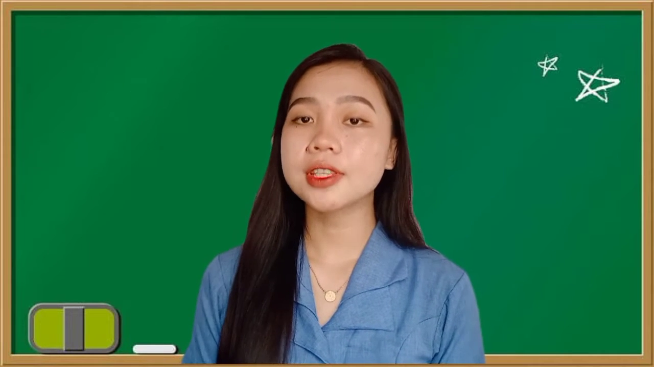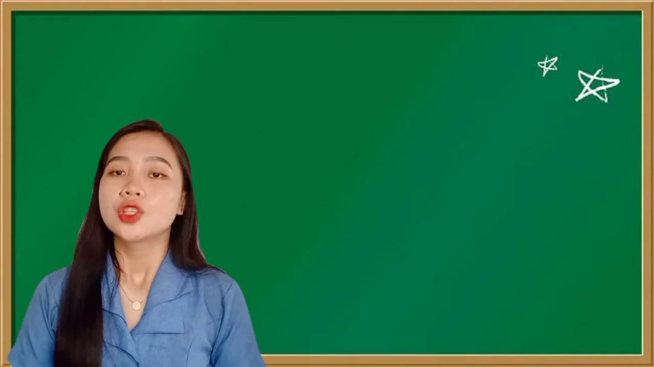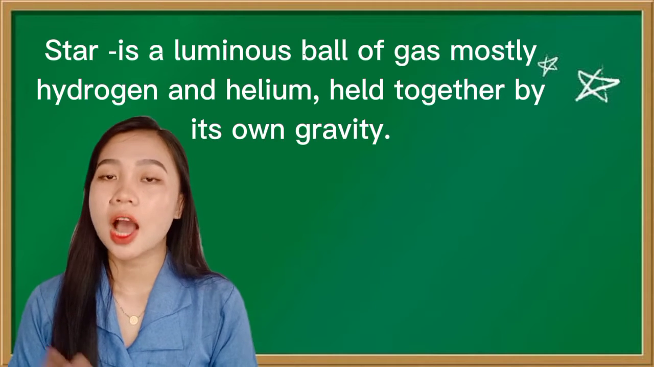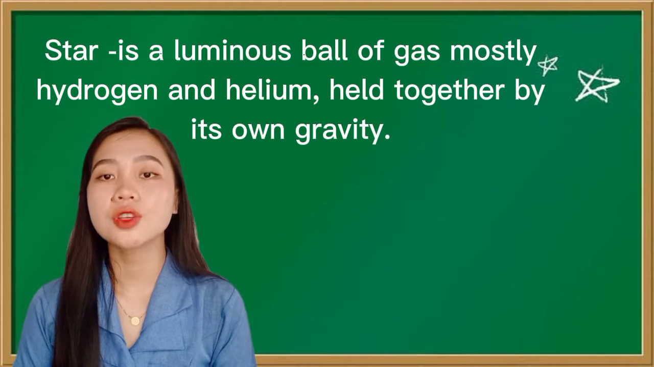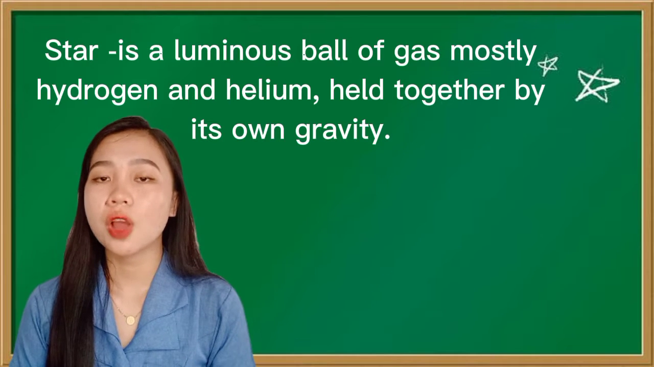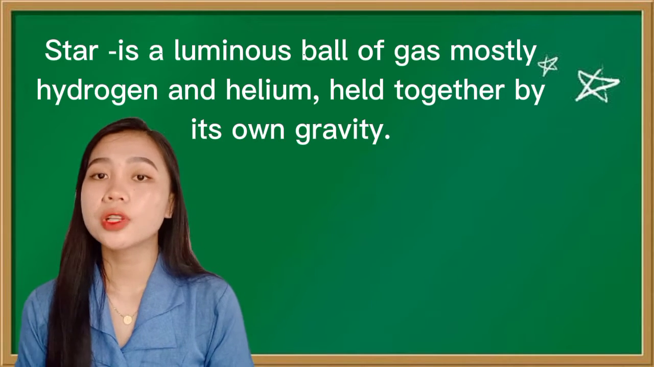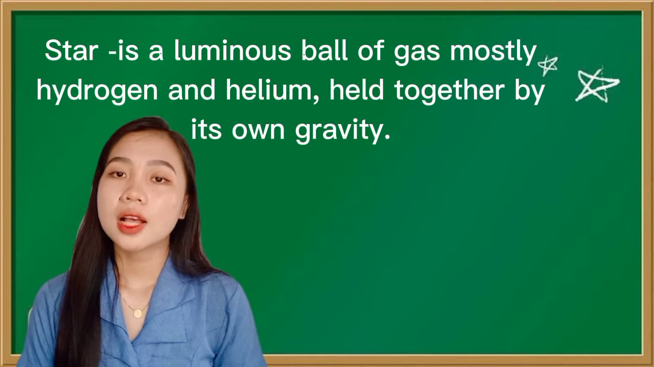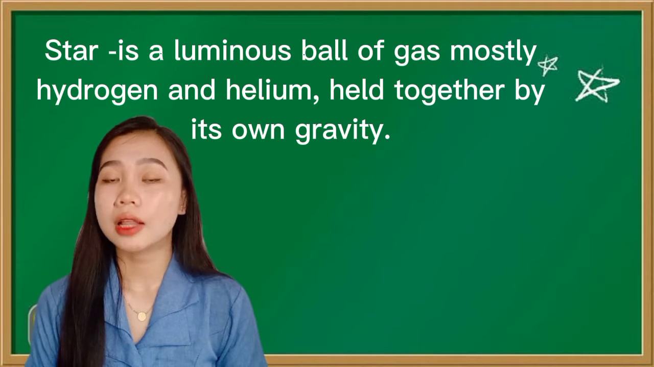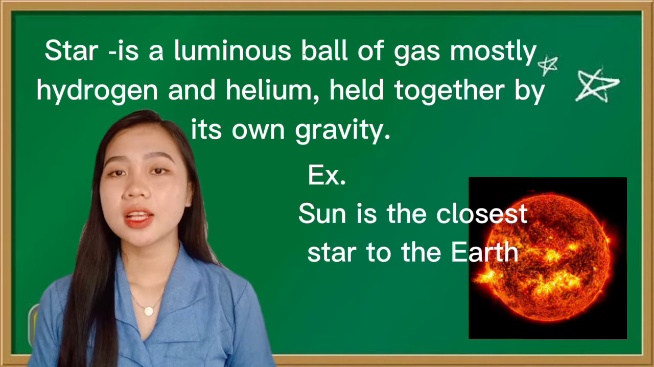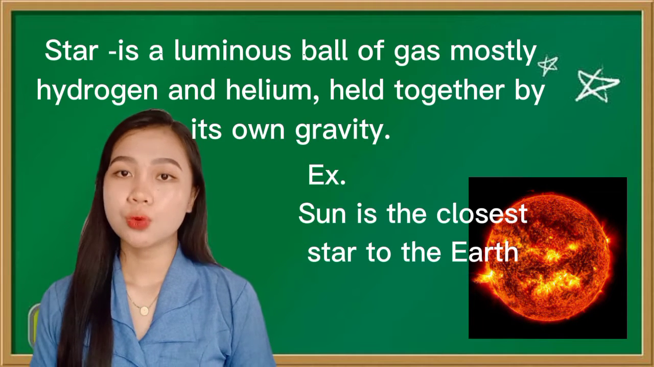But first, let us know what is a star. A star is a luminous ball of gas, mostly hydrogen and helium, held together by its own gravity. Now, the nuclear fusion reaction in its core supports the star against gravity and produces photons and heat, as well as the amount of heavier elements. The common example for this is the Sun. The Sun is the closest star to the Earth.